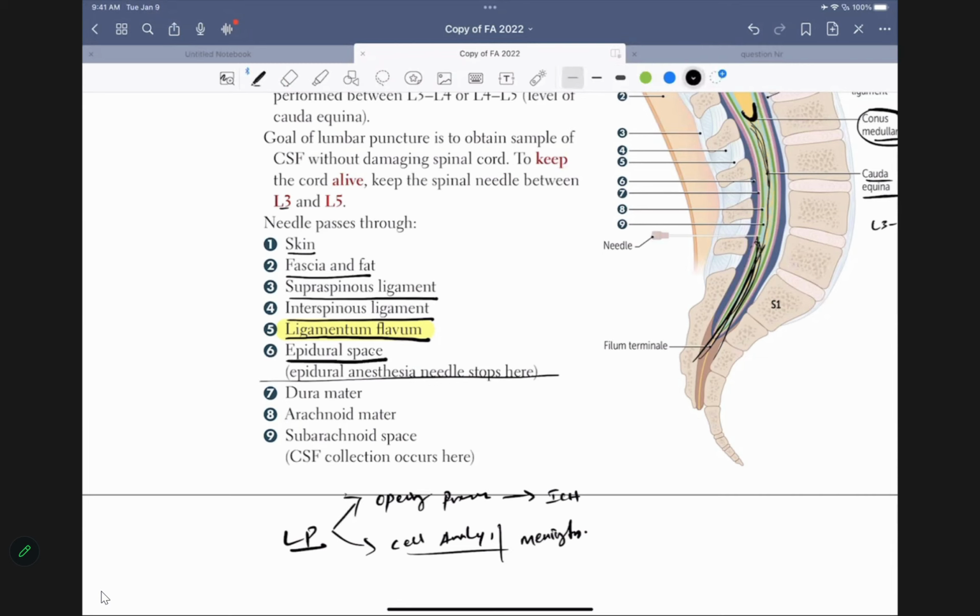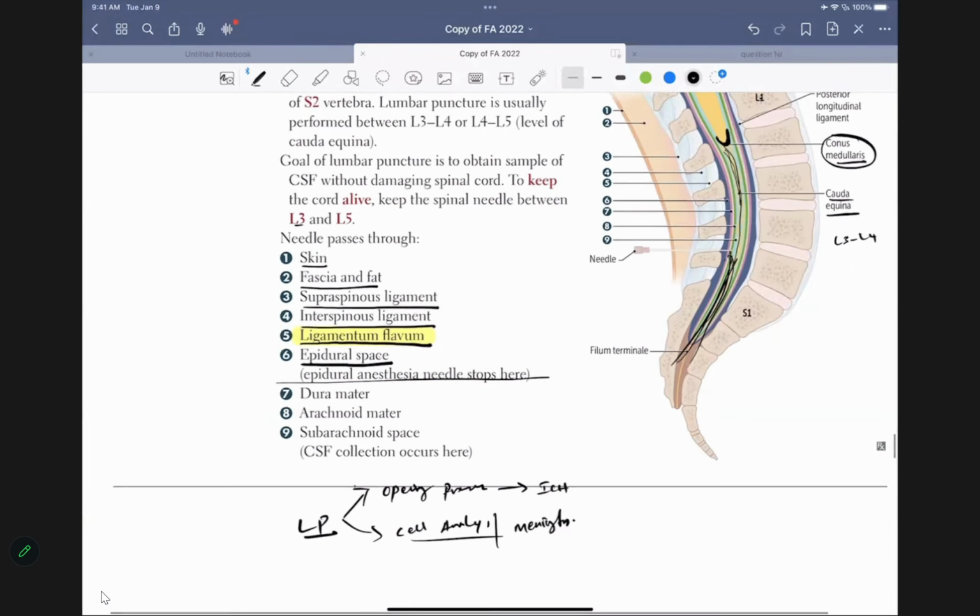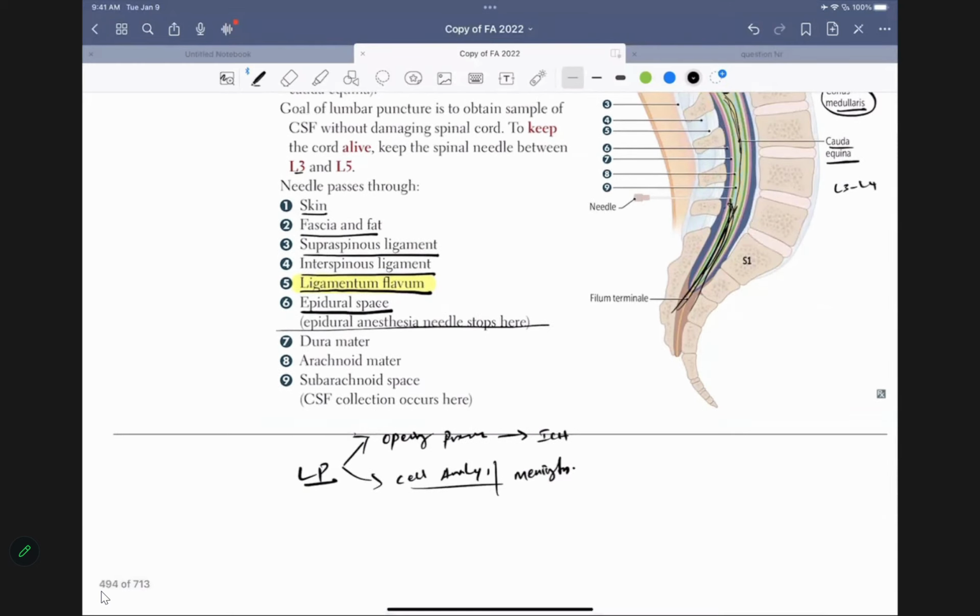Yeah. All right. So if I am doing a lumbar puncture on a patient, the needle will continue to go because the lumbar puncture is to get into the CSF. CSF is in the subarachnoid space. So the needle has to keep going. So the needle has to go through the dura mater, arachnoid mater, and then you are in the subarachnoid space.